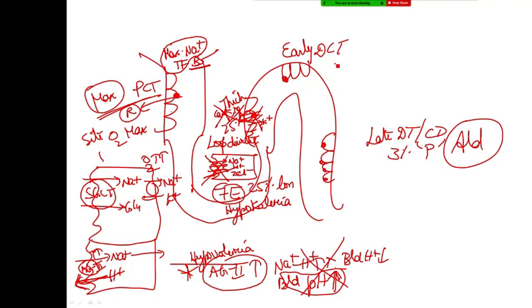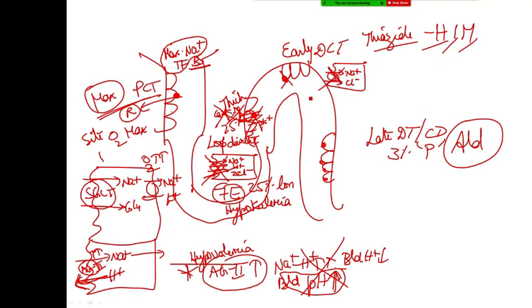Early distal tubule, what's the pump? Sodium chloride. Yes. Thick ascending is sodium potassium 2 chloride. Early distal is only sodium and chloride. Give me the blocker. Hydrochlorothiazide, indapamide, and metolazone. Good. Thiazide diuretics: hydrochlorothiazide, indapamide, metolazone. So they block this pump.